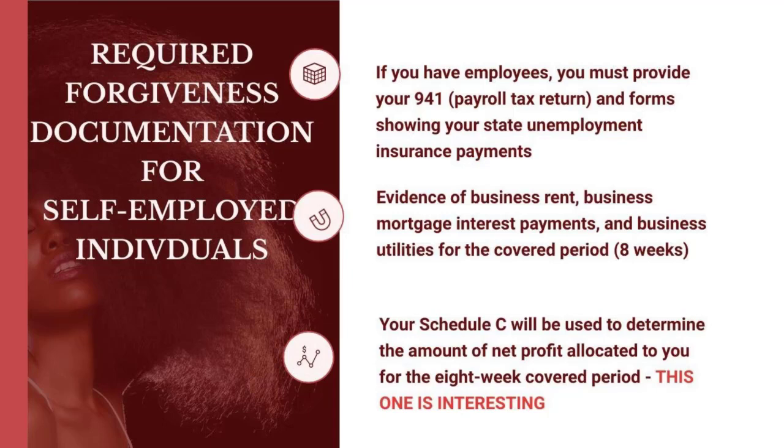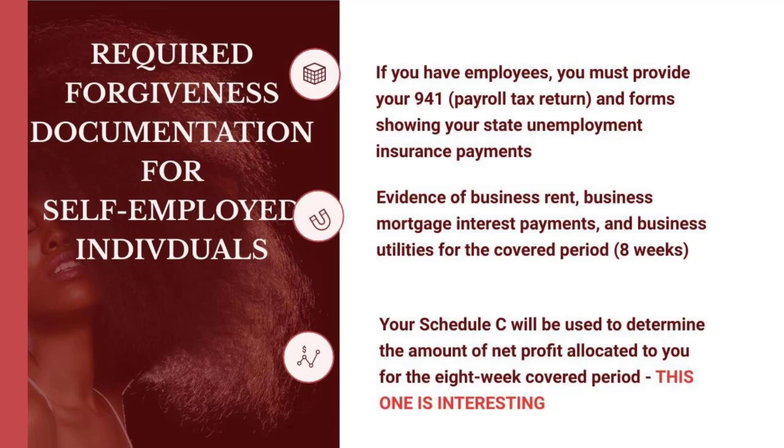Business mortgage interest payments for those of you that own the building, and business utilities for the covered period, which is 8 weeks. So keep in mind that this period only covers 8 weeks. So all of the forgiveness money has to be spent within an 8-week time period. Also, if you are a Schedule C filer, you are going to have to show your schedule sheets.